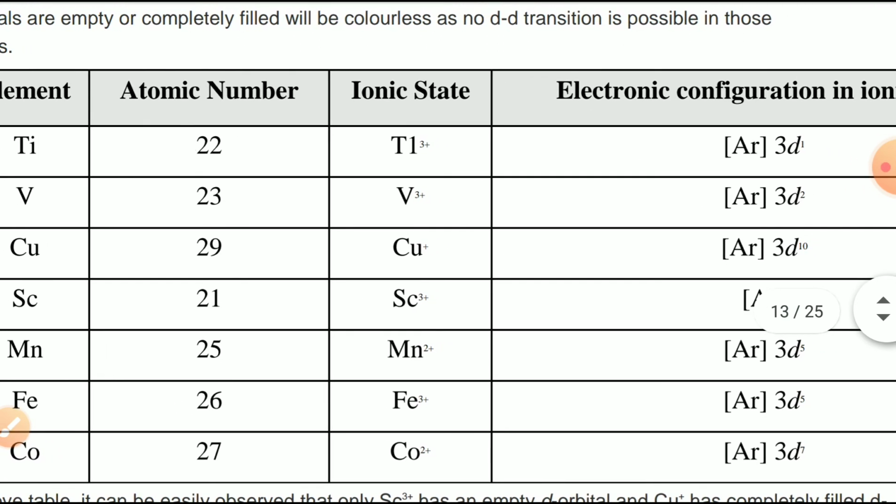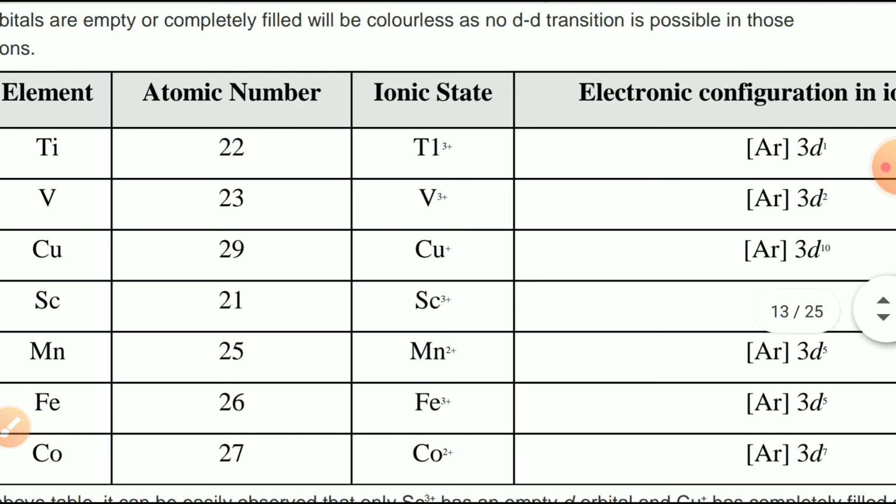Titanium, atomic number 22, is forming Ti3 positive, having the electronic configuration Ar 3d1. Vanadium 23 in the 3 positive state is Ar 3d2. Copper 29, Cu positive, is having Ar 3d10. Scandium 21, scandium 3 positive, is having Ar. Manganese 25, manganese 2 positive, is having Ar 3d5. Fe 26, that is Fe3 positive, is having Ar 3d5. Cobalt 27, that is cobalt 2 positive, is Ar 3d7.